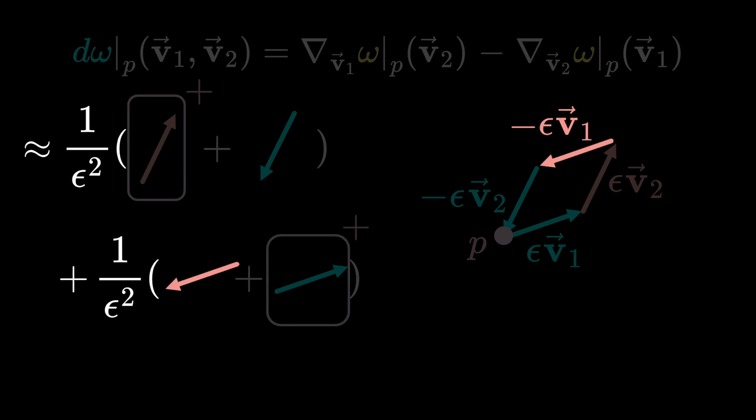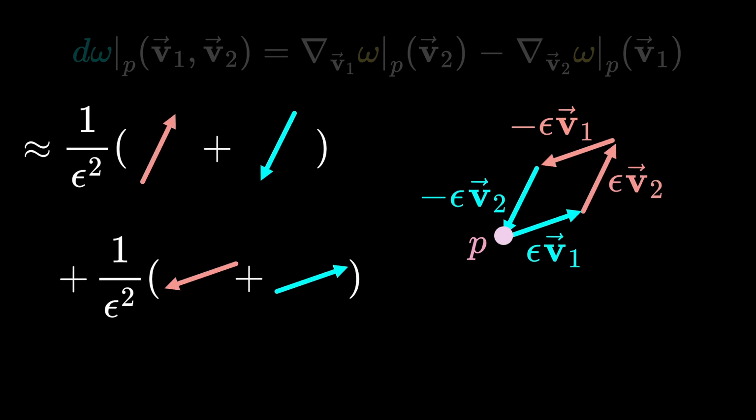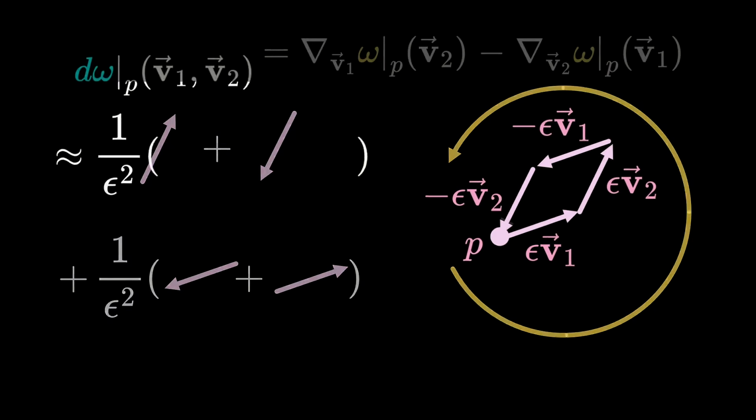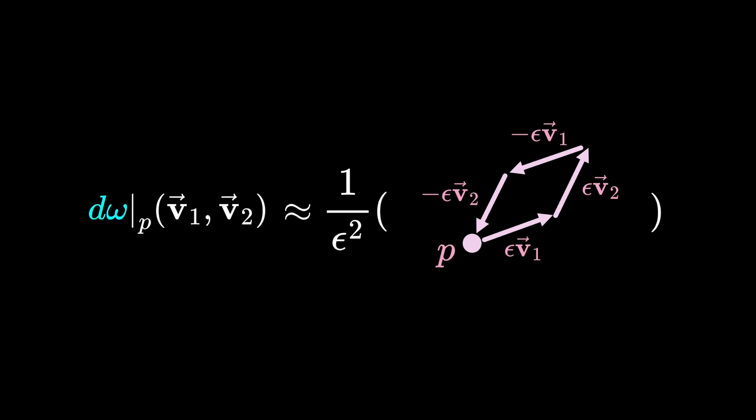After all the flipping, all 4 terms have a positive sign, and on the diagram, the vectors form a nice cycle around the parallelogram. We also unify the colors since they all have a positive sign now. All in all, d omega is applying omega to vectors in this order, divided by epsilon squared.